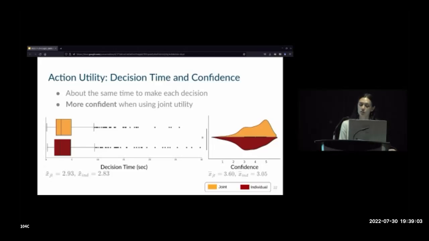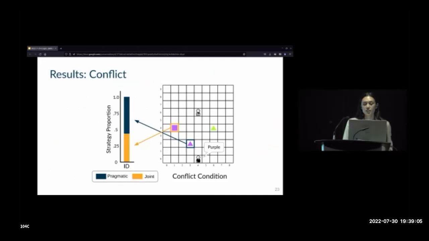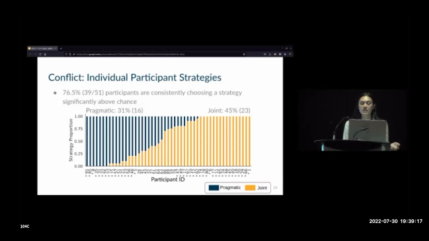utility decisions. So the last condition, which we're really interested in, is this conflict condition, where now we're pitting pragmatics against joint utility, and they're giving you different answers. And what do we see across people? Well, we see that, like in the utility condition, people are pretty highly internally consistent about the strategy that they're choosing. About 3/4 of people choose a strategy and stick to it.